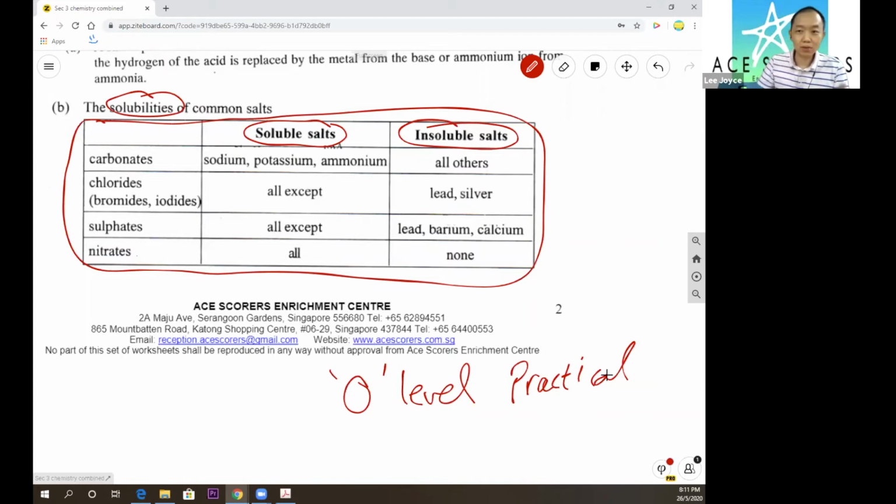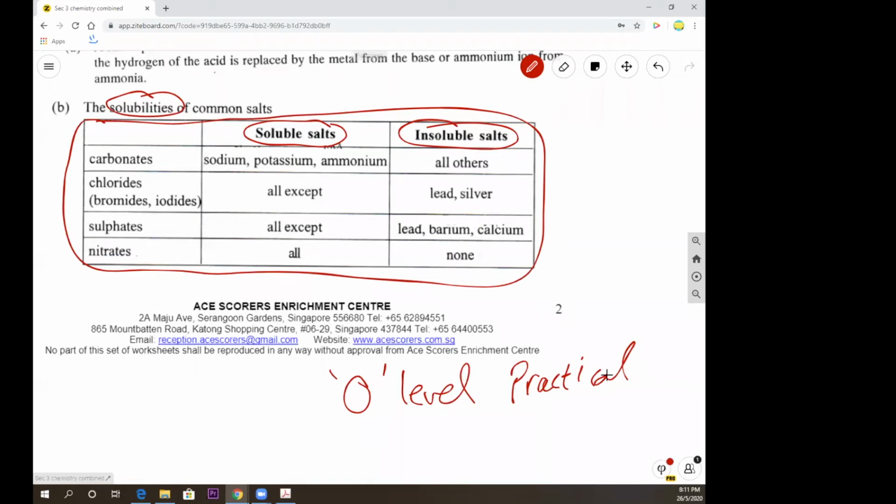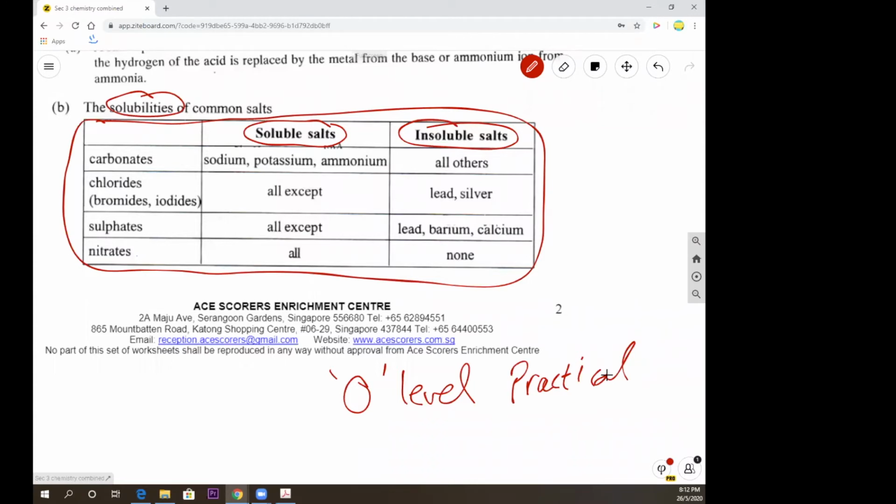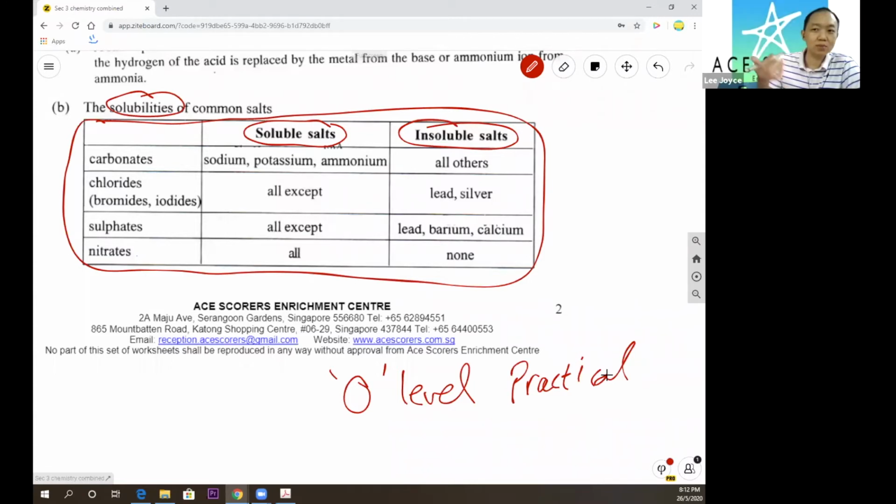Okay, N level also needs to know the solubility table, right? Welcome to the real world. So you mix here, mix there, and eventually you need to know what will dissolve and what doesn't dissolve. Salt can dissolve, but salt is just one of the chemicals. This table tells you, for all the chemicals, what will dissolve and what will not dissolve.